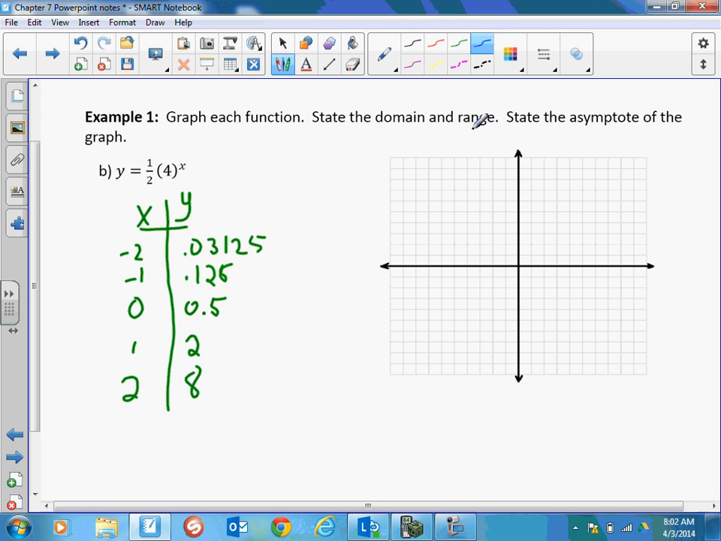Okay, so if we're going to graph those, we got -2, 0.03125, -1, 0.125, 0.5 would be right in the middle. We got 1, 2, and we have 2, 8. Just make a smooth line connecting them the best you can.